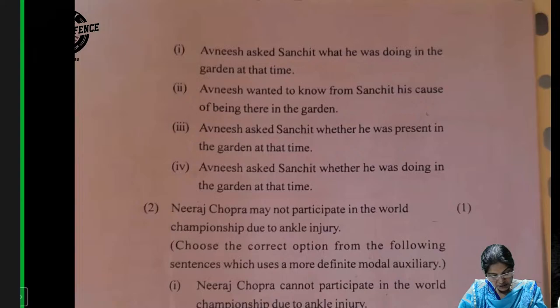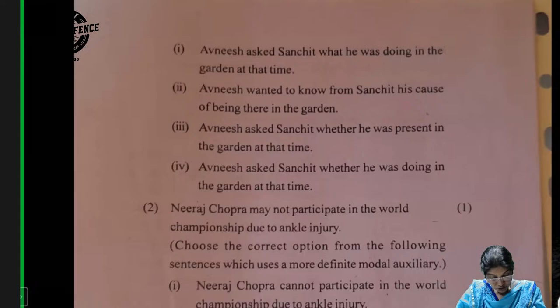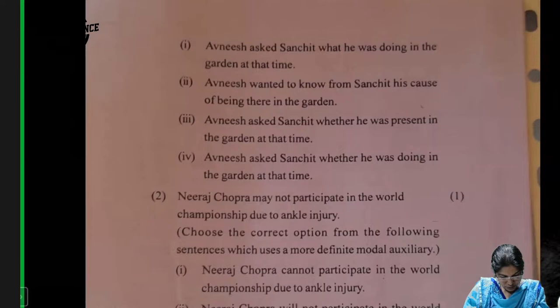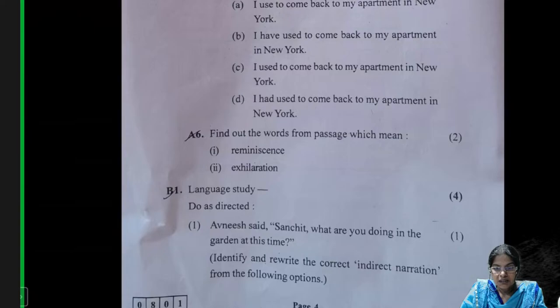Avnish wanted to know from Sachin his cause of being there in the garden. Avnish asked Sachin whether he was present in the garden at that time. Avnish asked Sachin whether he was doing in the garden at that time. Okay, let's go back to the question. The question is, do as directed. Basically, they've given you something in direct speech, and you are supposed to make an indirect narration. So, what are you doing in the garden at this time? How will you change it?